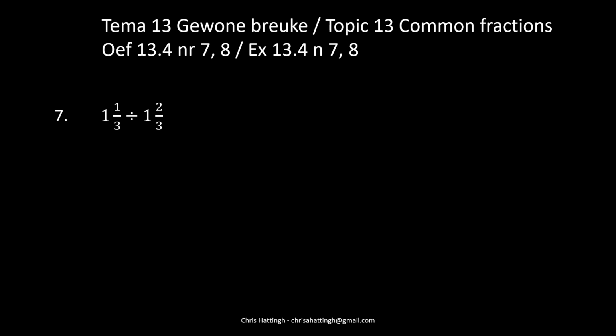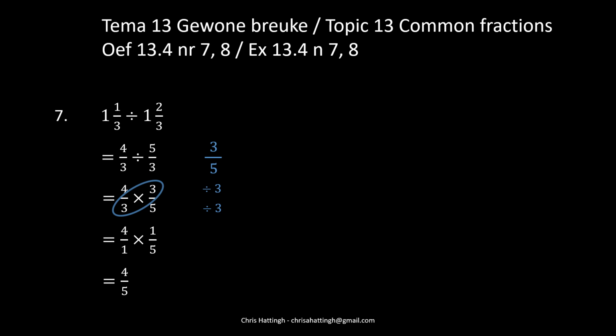Number 7, convert it to improper fractions. So it's going to be 4 over 3 divided by 5 over 3. We're dividing by 5 over 3, so the inverse will be 3 over 5. So you're going to multiply 4 over 3 with 3 over 5. The 3's can cancel each other out or be simplified by dividing both of them by 3. So now you sit with 4 over 1 times 1 over 5, and that will give you 4 over 5.